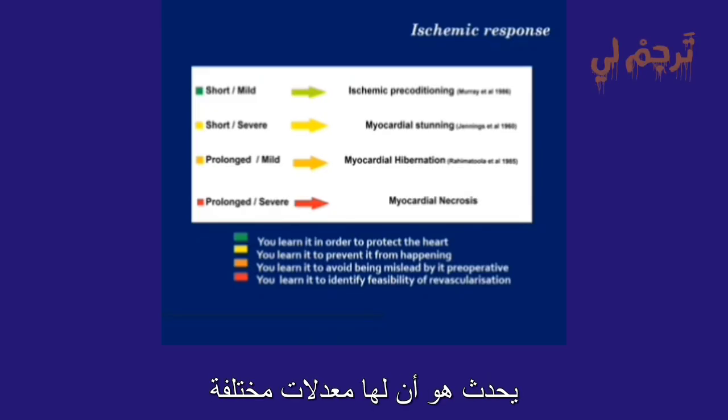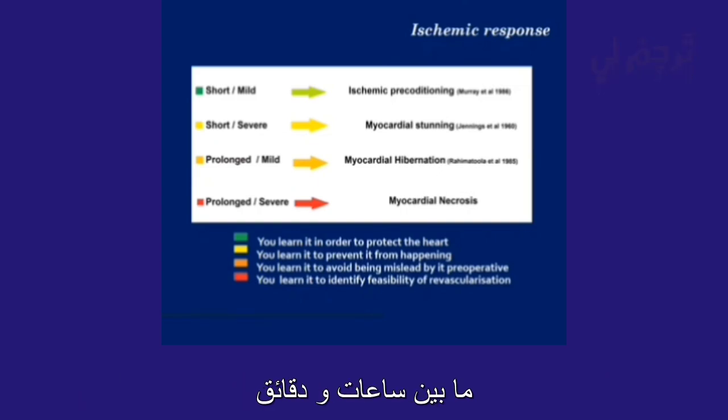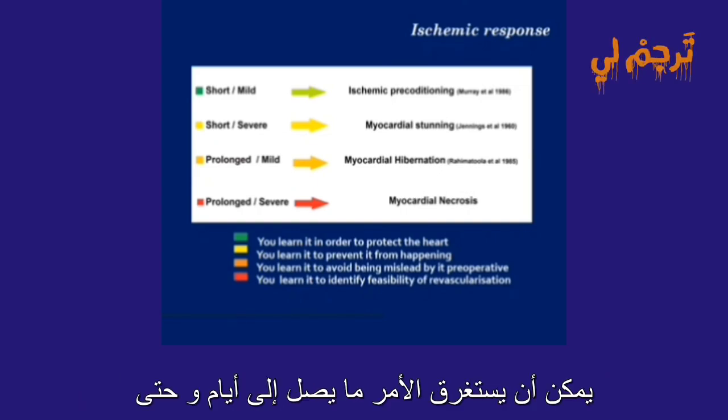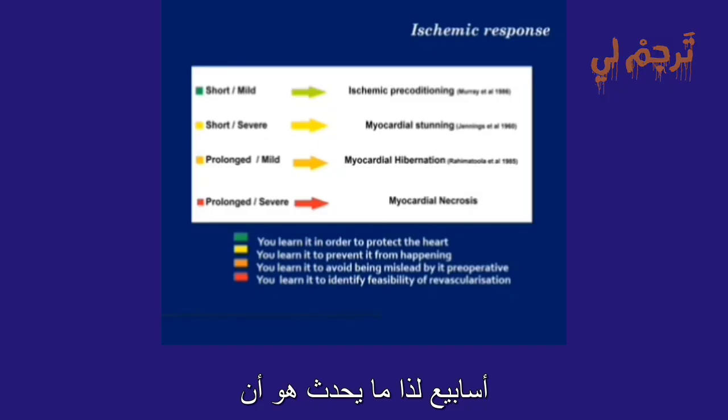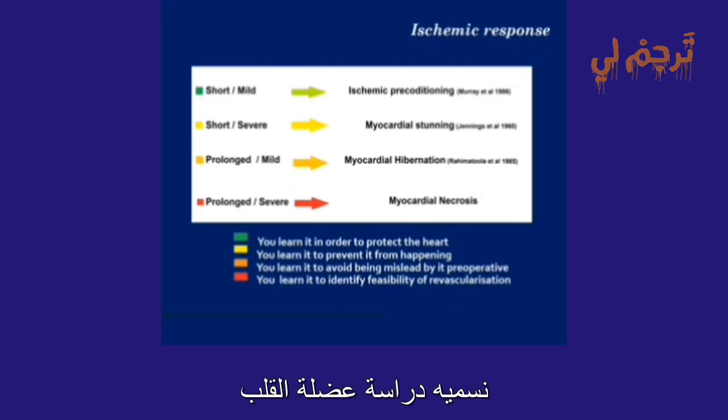So what happens is it has different grades. It could be mild, moderate, severe. It can take anywhere between hours, minutes. It could take up to days and even weeks to recover. So what happens is the heart sustains an injury, and this leads to certain changes which we will discuss in later slides, and this is what we call myocardial stunning.